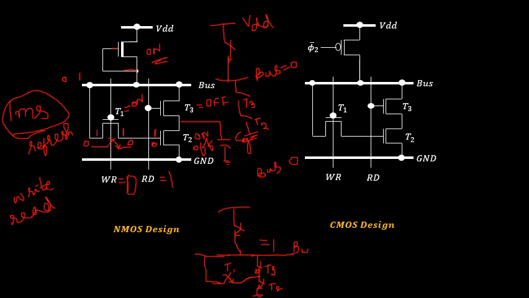This is the path of the bus. So from the bus, through transistor T3 and via transistor T2, then to the ground terminal. This is how you perform the read operation when the bus is carrying a value of logical 1 state. Suppose the bus was carrying a value of logical 0 state.